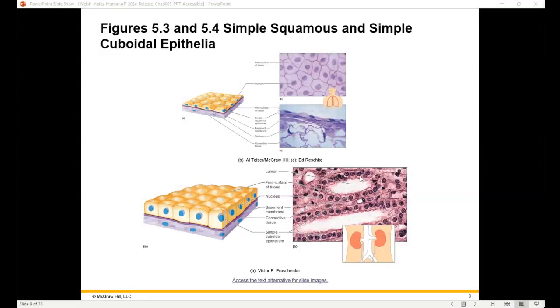And here we see the cuboidal cells. And often you'll see a simple cuboidal cell tissue surrounding a lumen or an opening because you're looking at a tube that has been cut across.